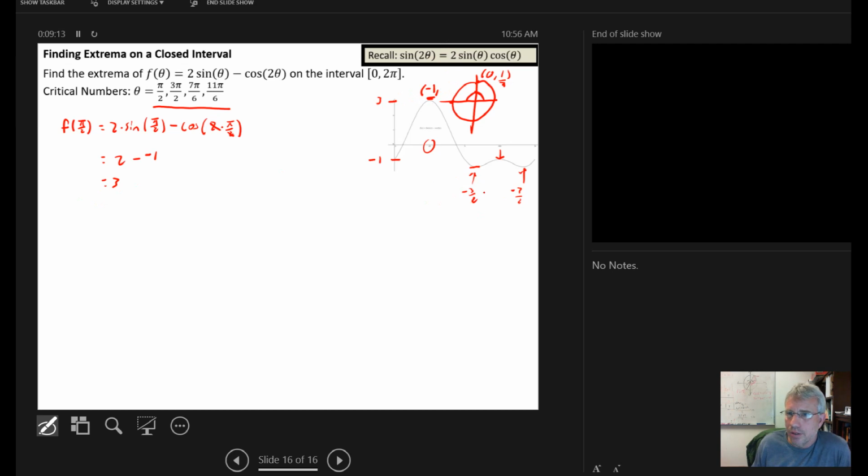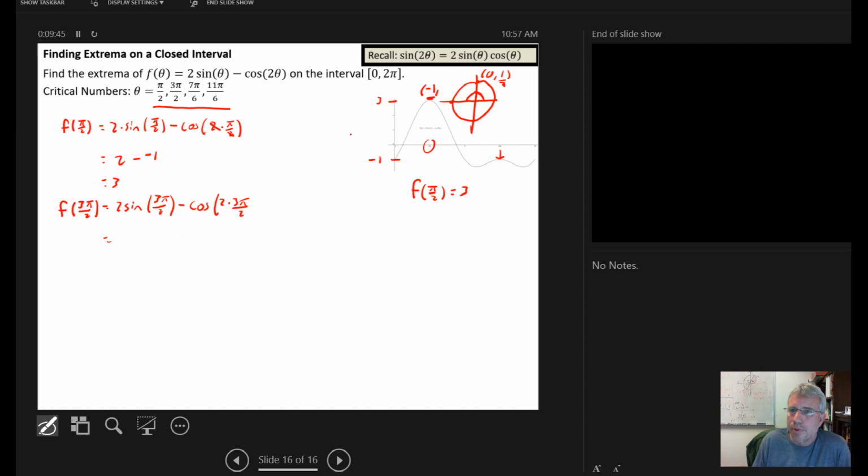So as you calculate those values, you want to catalog them because step 4 is to compare all of the outputs we get. So f of pi over 2 is 3. Now we need to calculate f of 3 pi over 2, which is going to equal 2 times the sine of 3 pi over 2 minus the cosine of 2 times 3 pi over 2.